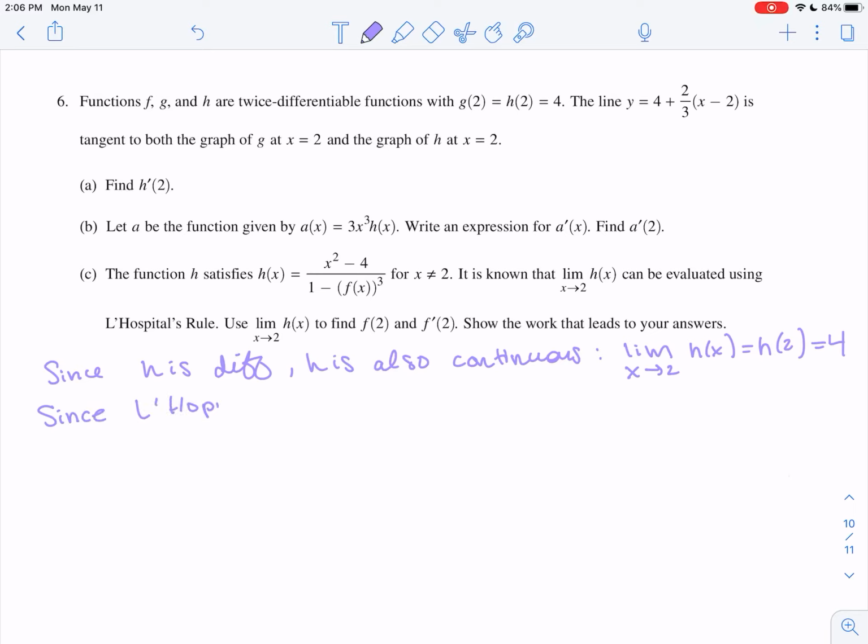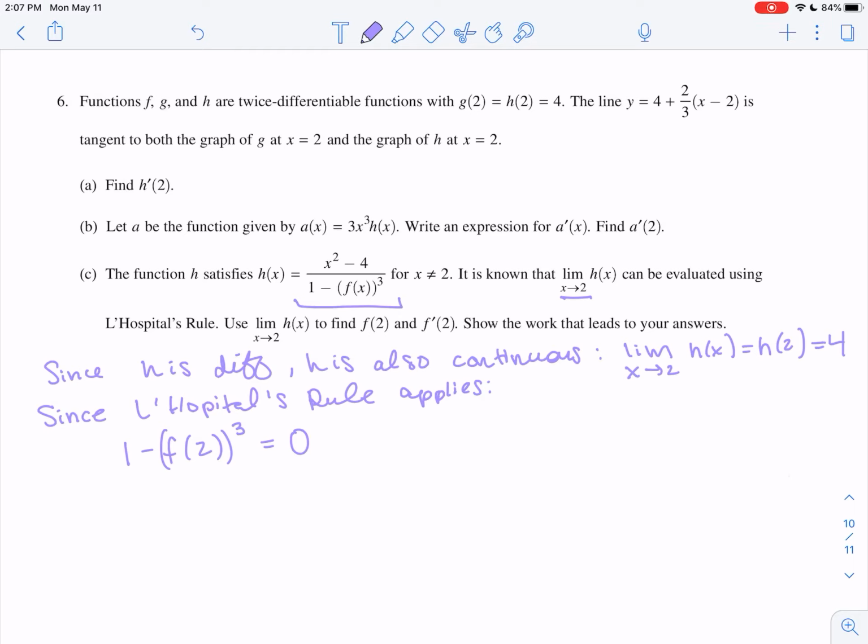Also, since L'Hopital's rule applies, then when I plug in 2 for x here to top and bottom, I should get 0 over 0, right? Which I certainly get for the numerator. So I should also have, if I plug in 2 to the denominator, here's the denominator, that should also be 0. And I can put that 2 in for f because I know that f is continuous, okay? So the limit as x approaches 2 of f is equal to f of 2.